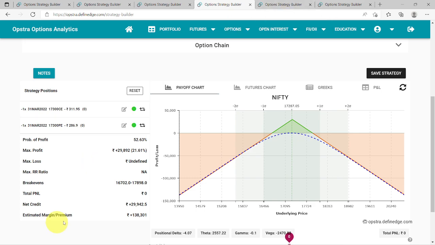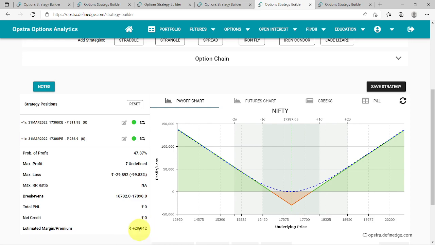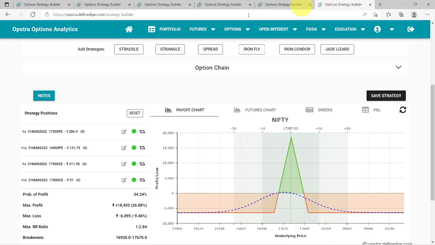And the margin part: it is 1.38 lakhs there, and anyway here it is buying, so margin is only 29,000, almost 30,000. That is nothing but 311 plus 286 into the lot size of Nifty, which is 50. If you do that calculation, you will get this 30,000. Now, as I told you, if we add a hedge by buying two options, one call and one put, out of the money of the ATM straddle that you are holding, you will be hedged, and that is called an iron fly.